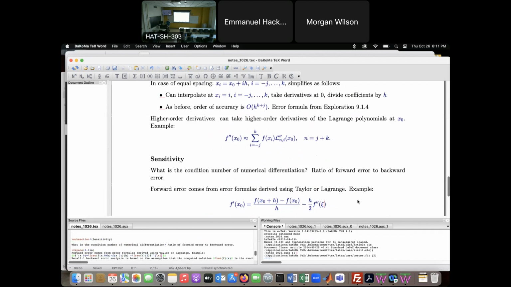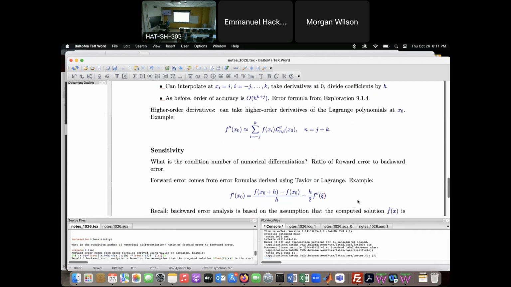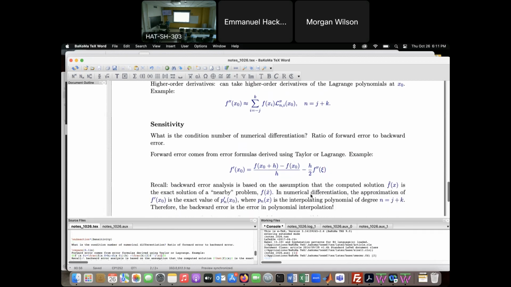Now, what about backward error? We assume that the computed solution is the exact solution of a nearby problem. Well, that actually is very much true for numerical differentiation. Whatever approximation we're computing using a finite difference formula of f prime of x naught is the exact solution of a different differentiation problem, that of computing a derivative of an interpolated polynomial, Pn of x.